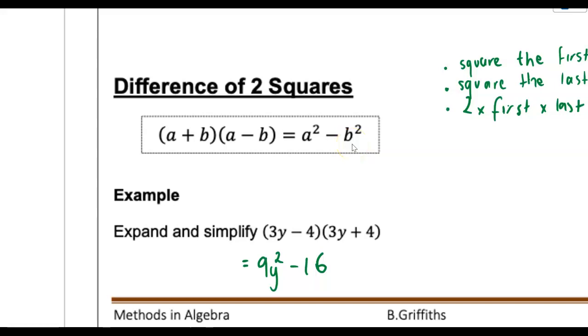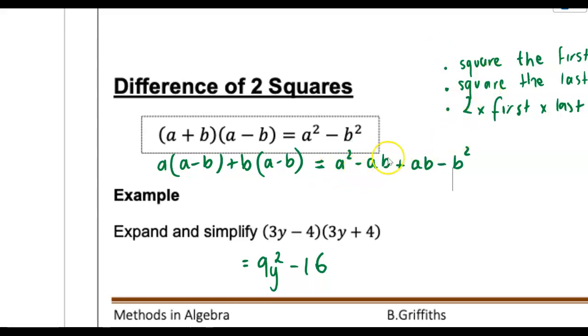Now the reason we can do that is I'm going to show the expansion. If I did expand these brackets how I did above, so a times a minus b plus b times a minus b, what I'm going to end up with if I expand that first bracket is a squared minus ab. Expanding my second bracket, I get ab or ba, either way, minus b squared. So what happens is I had a minus ab and a plus ab, which cancel each other out. So I end up with a squared minus b squared.